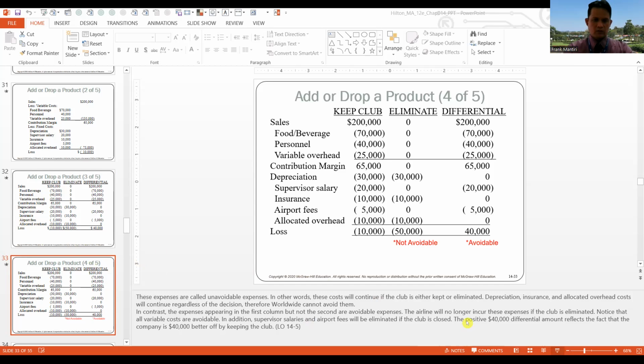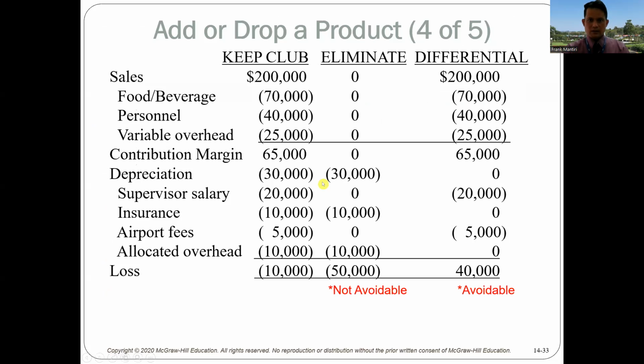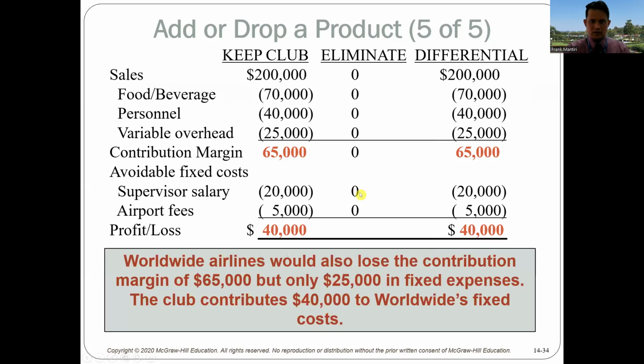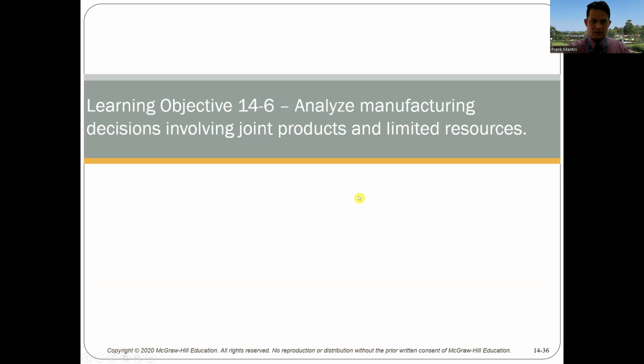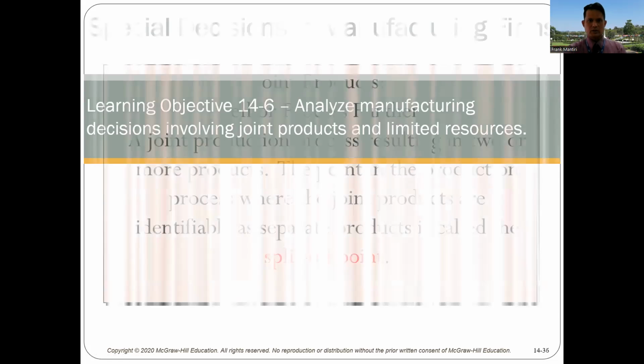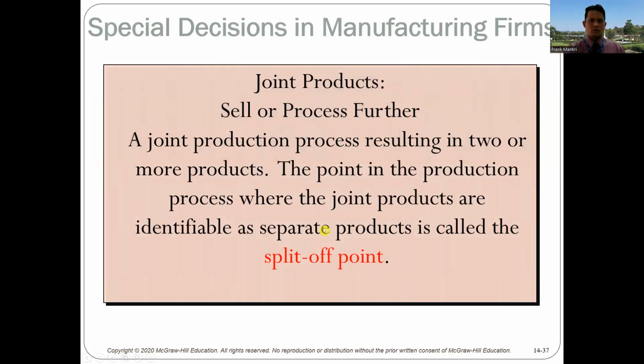All right. So in here, we're going to continue this chapter with learning objective number 6, to analyze manufacturing decisions involving joint products and limited resources. So what is a joint product? Now, joint product is where the sell or process further decision that you're going to make can result in more value added into the product.